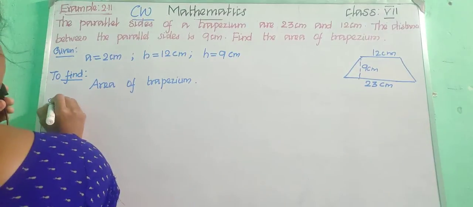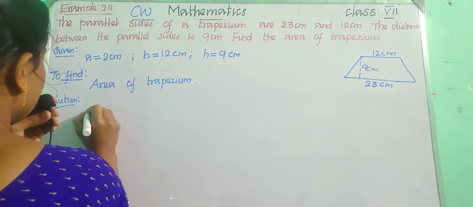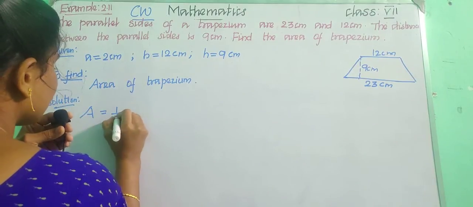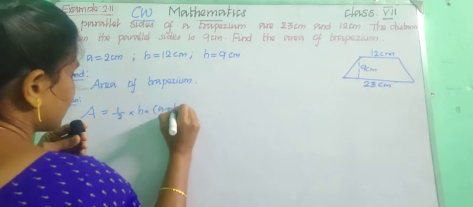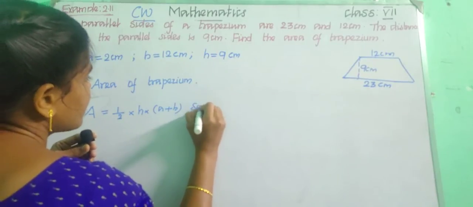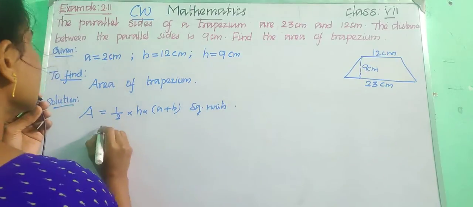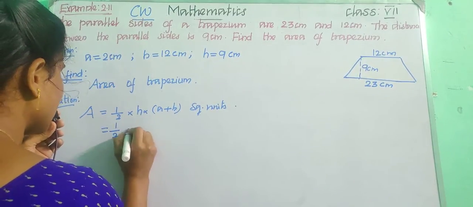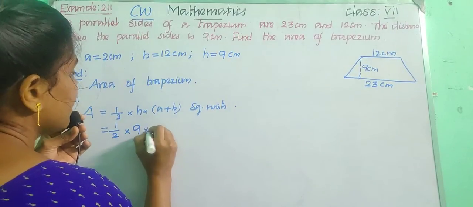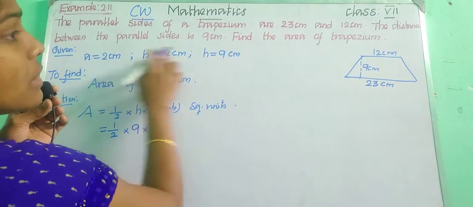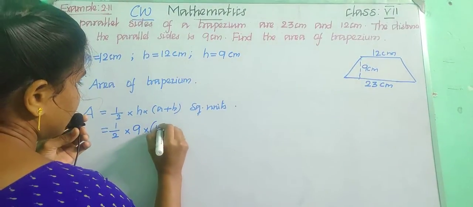So write solution. What is the formula to find area of trapezium? Area equal to half into h into a plus b square units. Don't forget to write the units. Children, see half means 1 by 2. What is height? 9 is the height. Put 9.